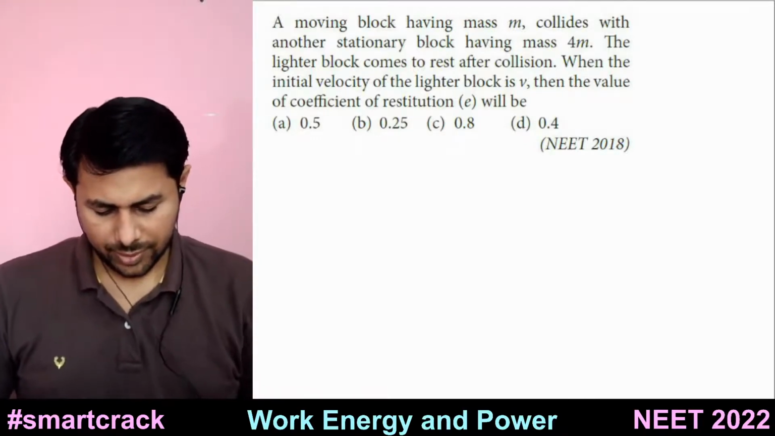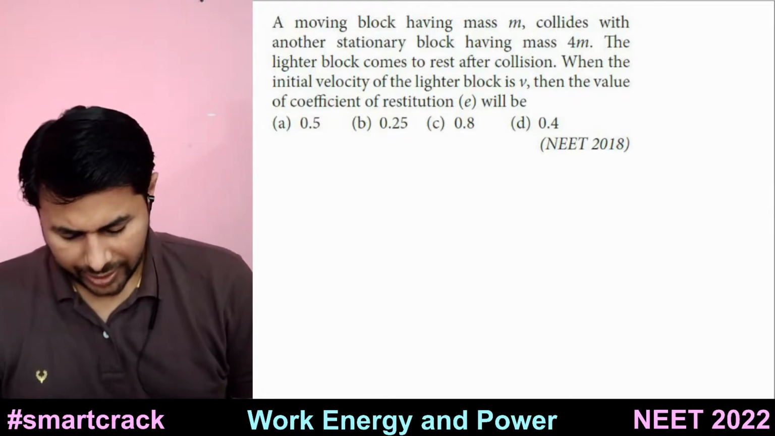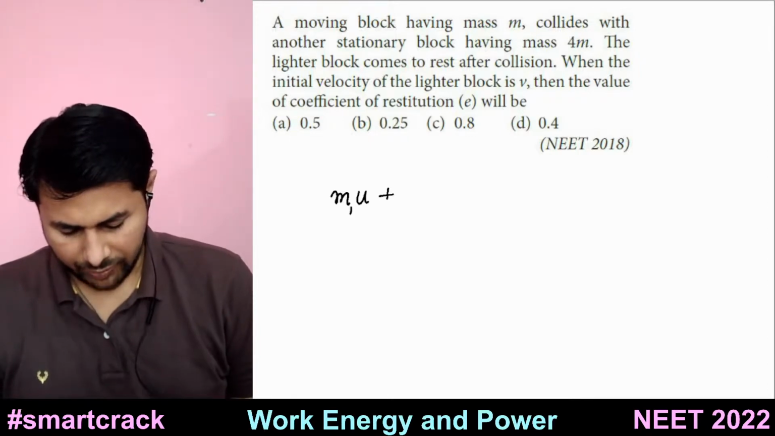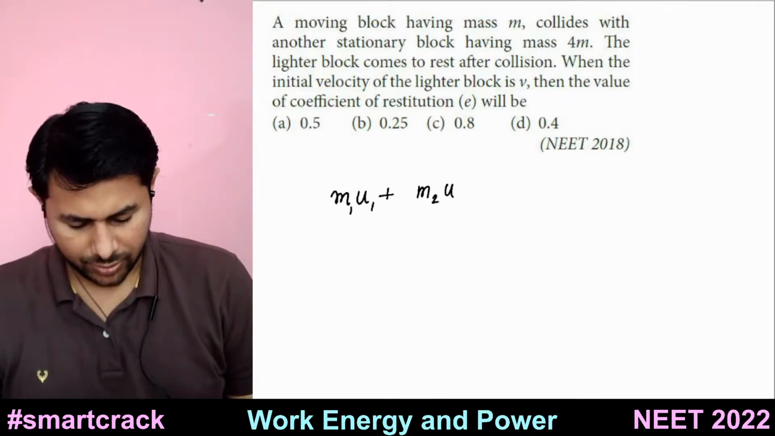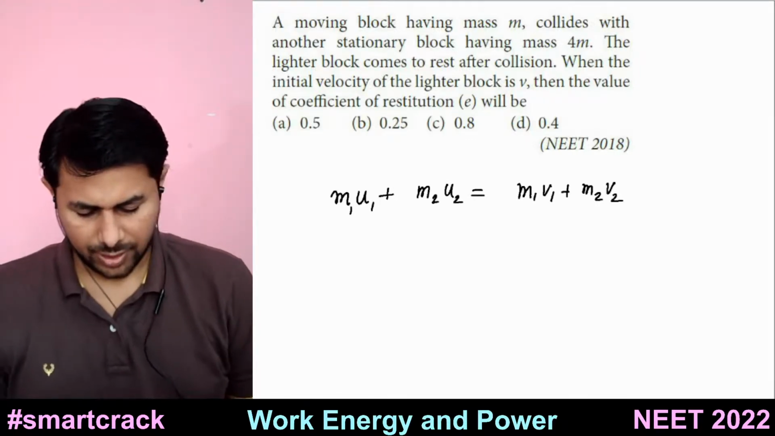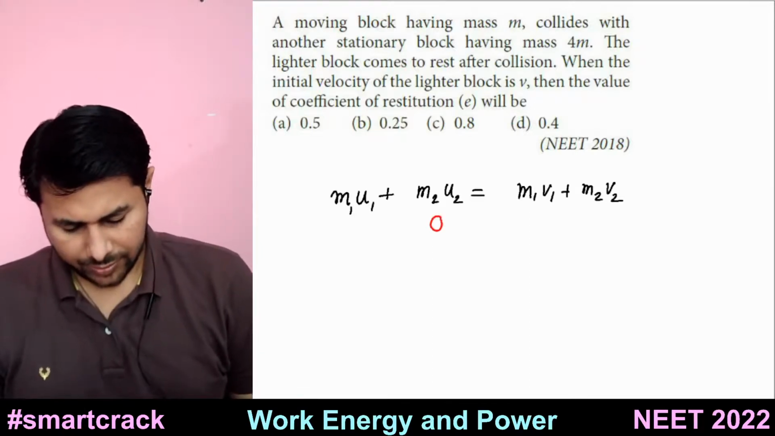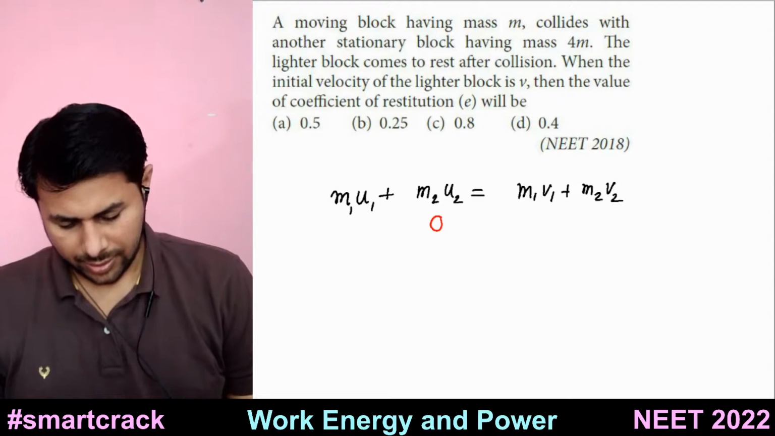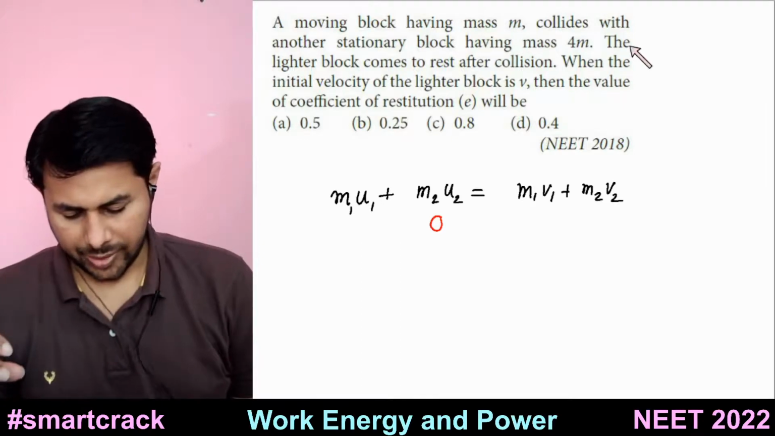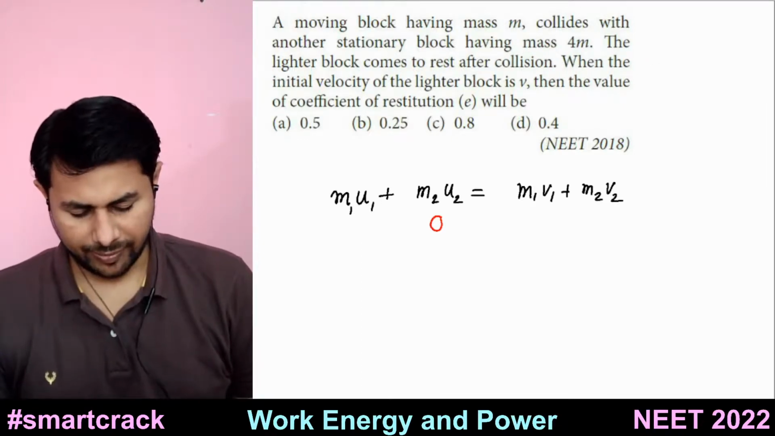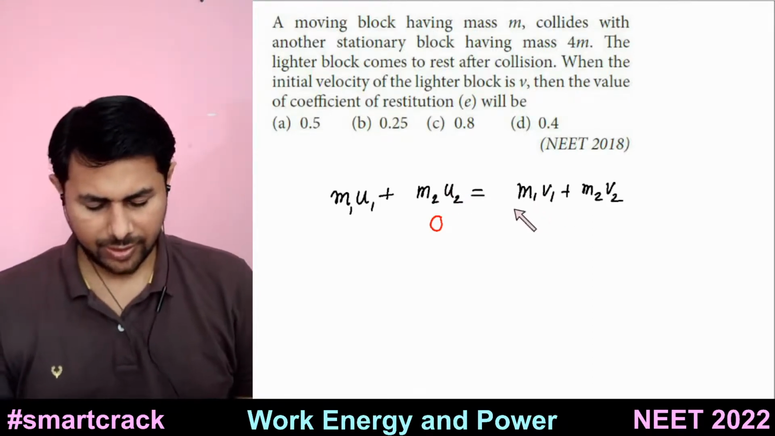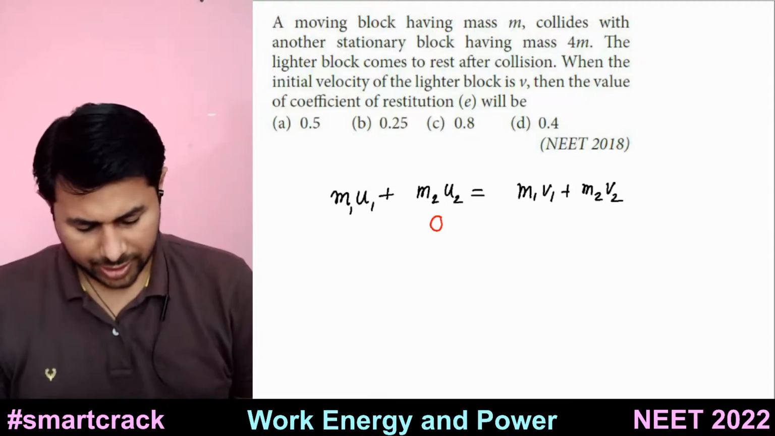Okay, so initial velocity is given, so we can say m1 u1 plus m2 u2 equals m1 v1 plus m2 v2. So this term is 0 because initially this block of mass m collides with the stationary block of mass 4m. So it's stationary, that means its speed is 0. And after collision, what happens? The first block comes to rest. So this term is 0.